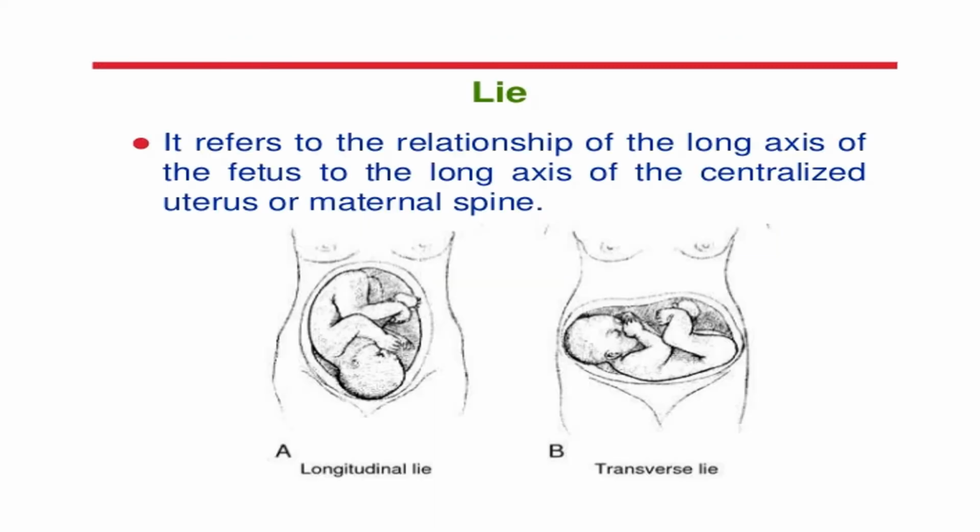Next, we can see the mechanism of labor. For this mechanism, one more video demonstration is there, which you can also see after going through this theory. Always when you are telling the mechanism, you should tell the lie; it is already explained. It refers to the relationship of the long axis of the fetus to the long axis of the maternal spine. So in the usual case, the lie will be longitudinal, and oblique and transverse lies are also there. This is longitudinal lie and this is transverse lie.